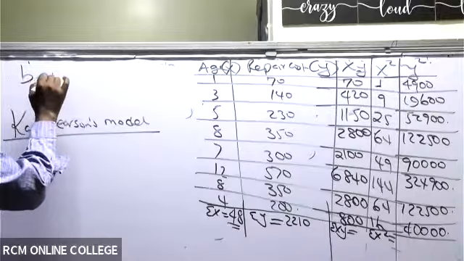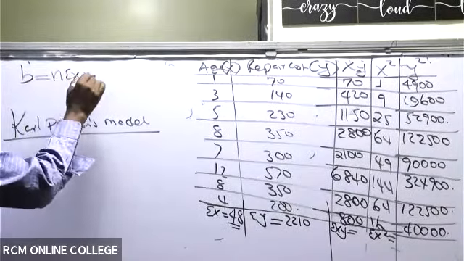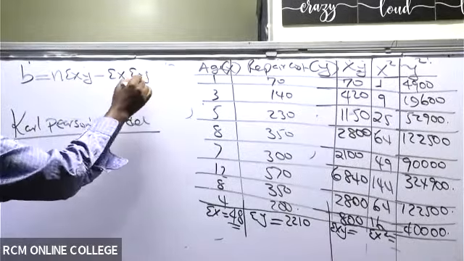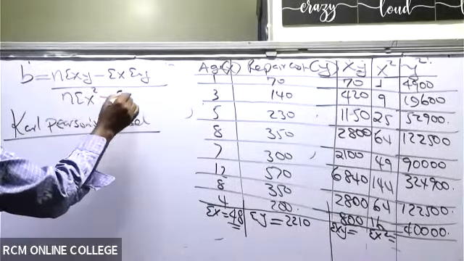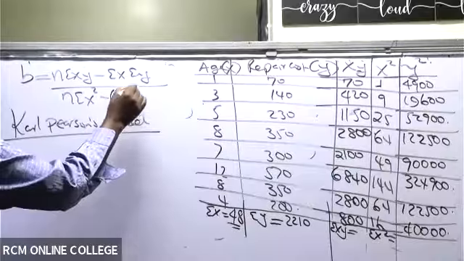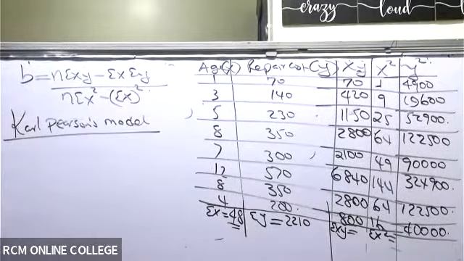To get B, we normally take n summations of xy, minus sum of x, sum of y, all over n sum of x squared minus, into bracket, sum of x squared. That is the formula for getting B.